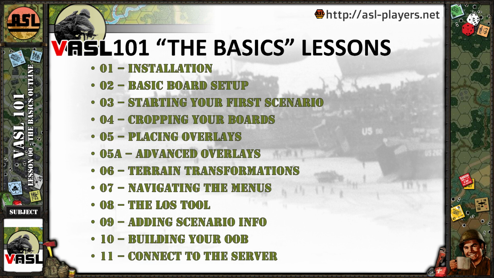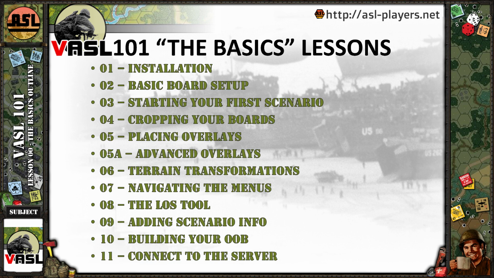Then lesson eight is the basics of the line of sight tool, which at this point is a little buggy. There's still some bugs that are being worked on, even though the VASL module and the VASL engine are pretty mature. Virtual ASL still has a few problems with the line of sight tool with some boards. Then lesson nine is adding scenario info, adding things like turn tracks, the phase marker, and that kind of thing.